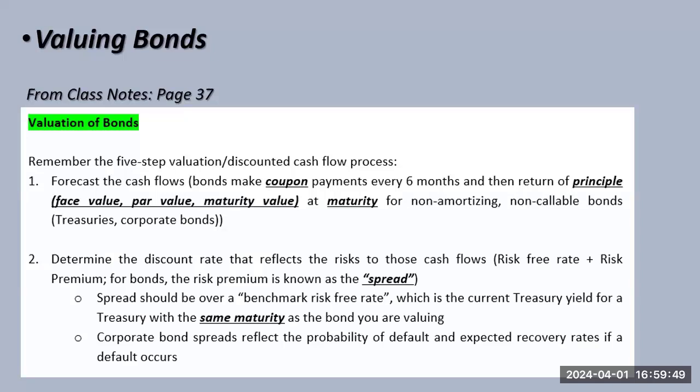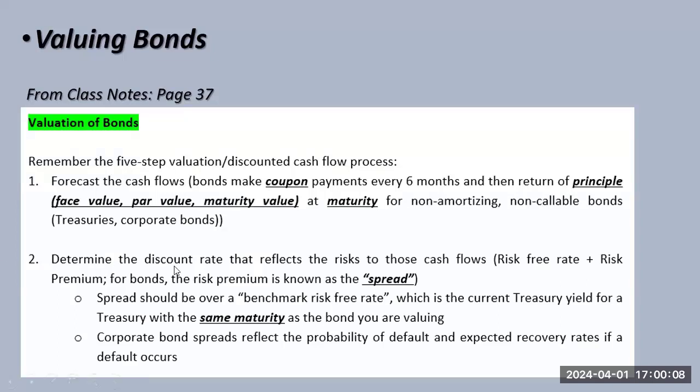All right. So for a non-amortizing bond, a non-callable bond, at maturity, you get your face value back, you get your maturity value back. Very easy forecasts. If you don't expect it to default, you know exactly what cash flow you're going to get over the term of the bond. So it's a really easy forecast to do.